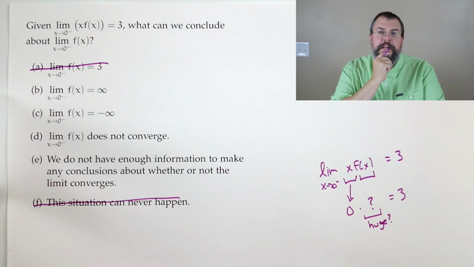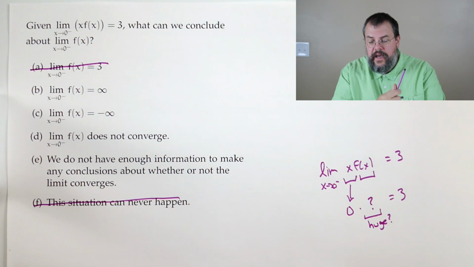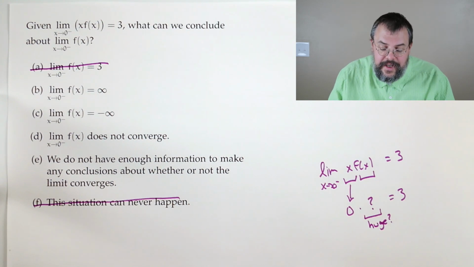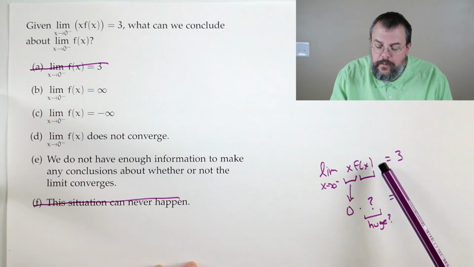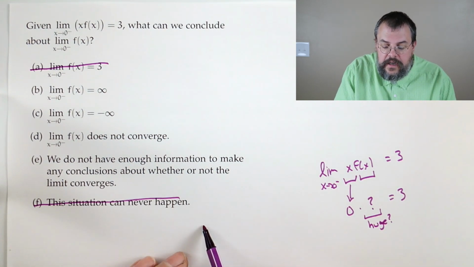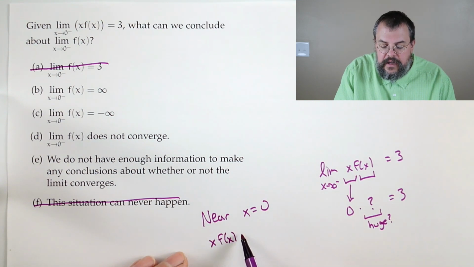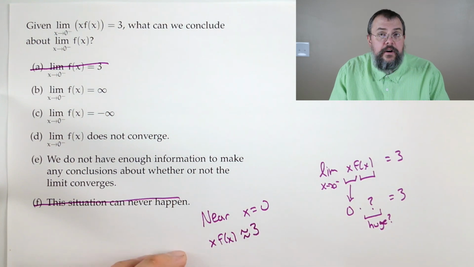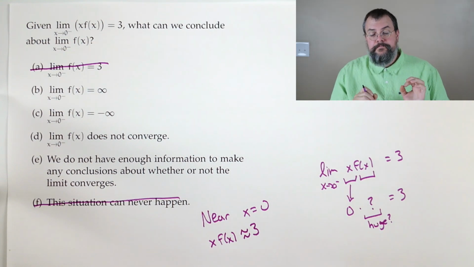All right, so how are we going to make progress? Because we haven't really eliminated very much. Here's what I like to do. When I'm looking at this, I like to ask the question, what's happening nearby? When we talk about limits, what we're really saying is that whatever this part is, it has to be getting close to 3. So we can say near x equals 0, x f of x is very close to 3. We really truly mean very close. It can be arbitrarily close to 3.